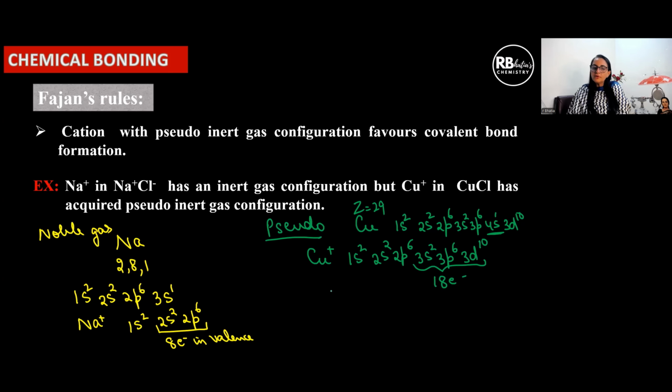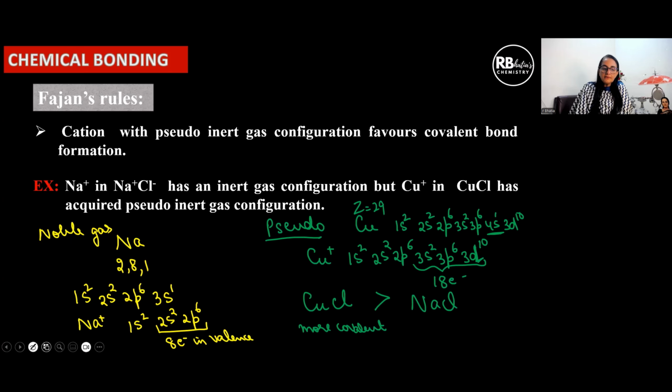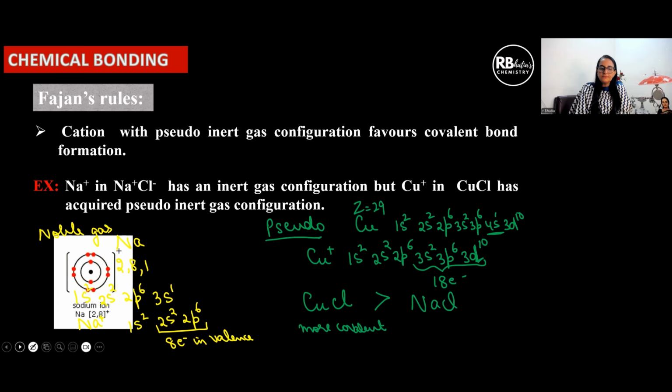This is called pseudo noble gas configuration. Pseudo noble gas configurations account for smaller size. Why? Because ineffective screening of intervening d electrons makes the Z effective higher and size smaller. Hence, we say copper chloride will be having more covalent character than sodium chloride. Noble gas configurations account for more ionic nature. Pseudo noble gas account for more covalent nature. Right?